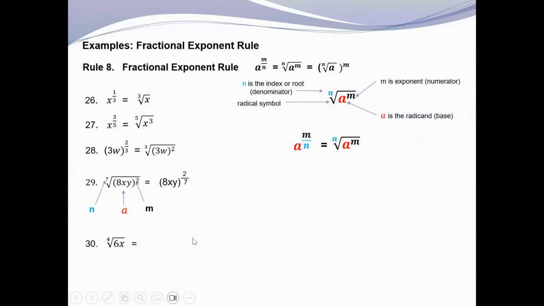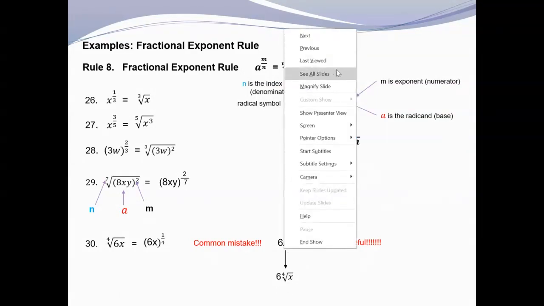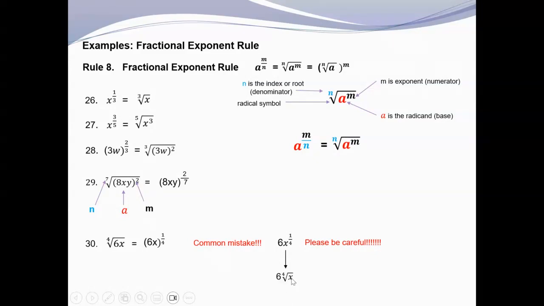So they will give us 6x with parentheses to the 1/4 power. Now here's a common mistake that students make. They put it in this form, but this is not the correct answer from the original. This means that only the x is to the 1/4 power, okay? Please be careful here, guys, because this is what it means. This is not like the original. Only the x is to the 1/4 power, not the whole 6x term. So please be careful with this. This is a common mistake that students make.